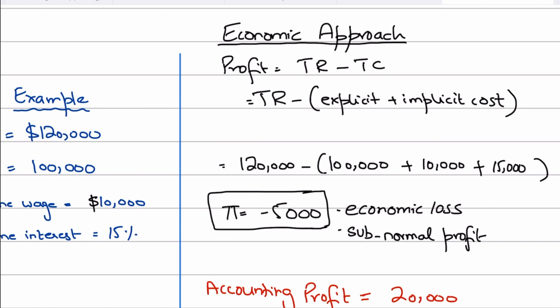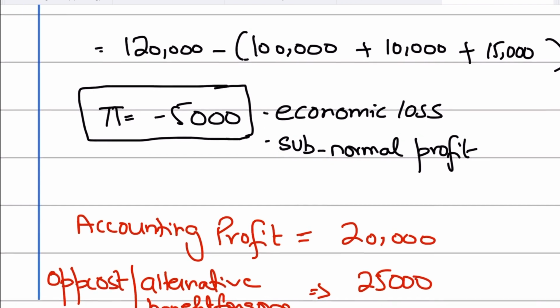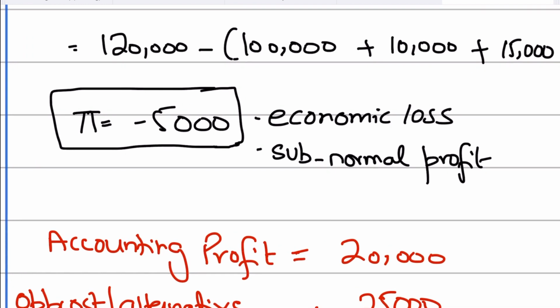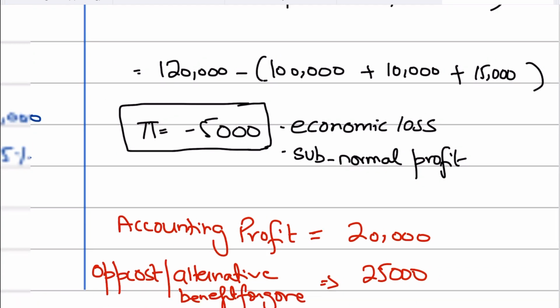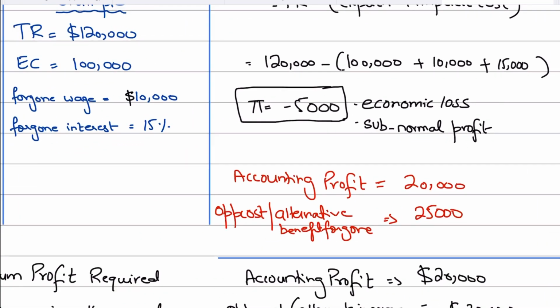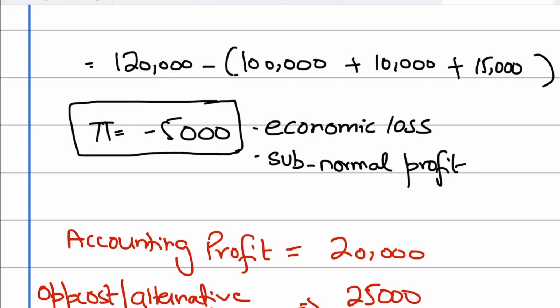So economic approach कह रही है कि there's an economic loss of 5,000. Now an economic loss of 5,000 in economics is also known as a subnormal profit. So subnormal profit means a loss in economics, right? अब why? क्योंकि देखें subnormal profit का मतलब है subnormal means normal profit से भी कम. अब इस बात को समझें. Subnormal means less than normal. यानी normal profit भी नहीं हुआ. Business जो है वो normal profit भी earn नहीं कर सका.